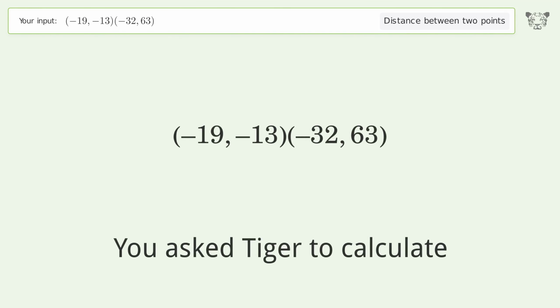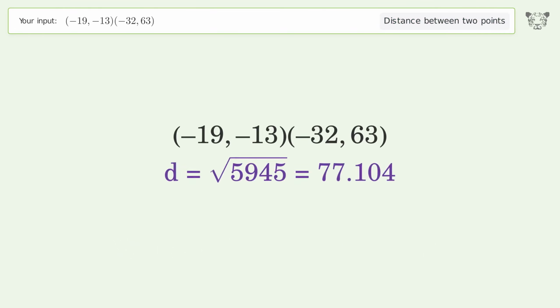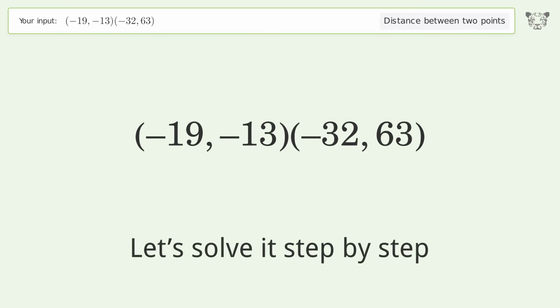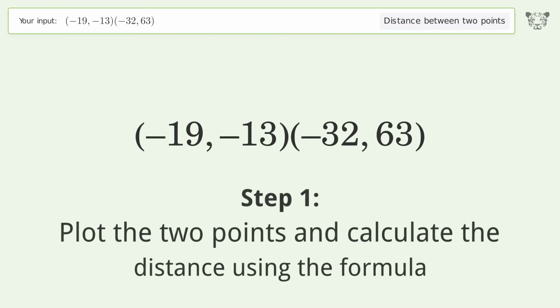You ask Tiger to calculate. This deals with the distance between 2 points. The distance between the 2 points is the square root of 5,945, or 77.104. Let's solve it step by step. Plot the 2 points and calculate the distance using the formula.